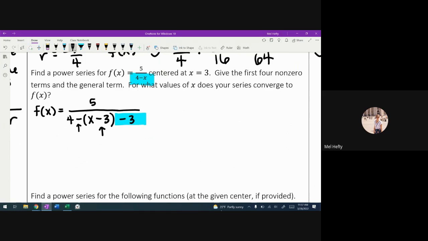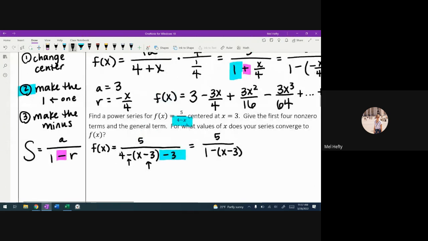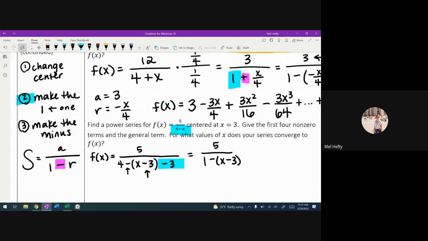All right, let's simplify a little bit. I'm going to keep the 5 at the top, and I'm going to combine like terms on the bottom, really trying to preserve that X minus 3. I need to see X minus the center. So what is 4 minus 3? Terrific. Let's look at our steps again. So I changed the center. I can see my x minus 3.